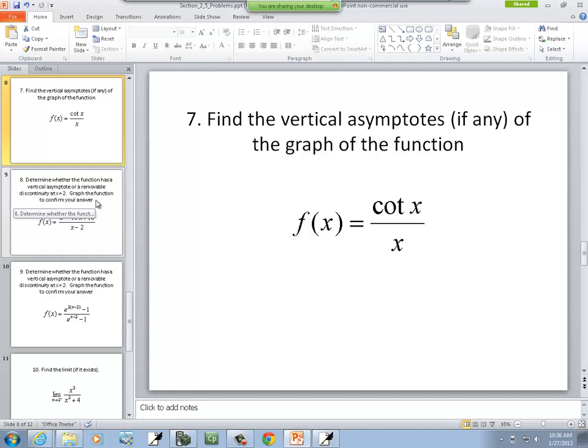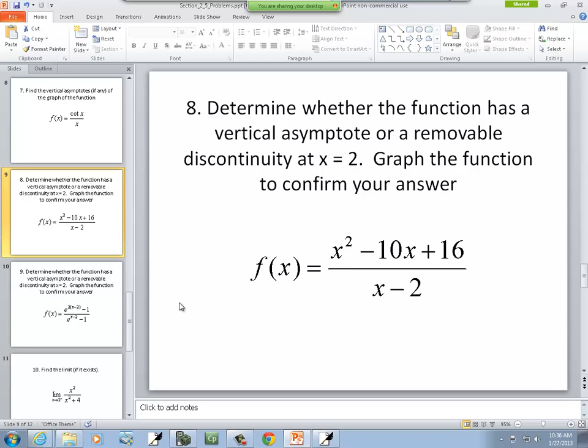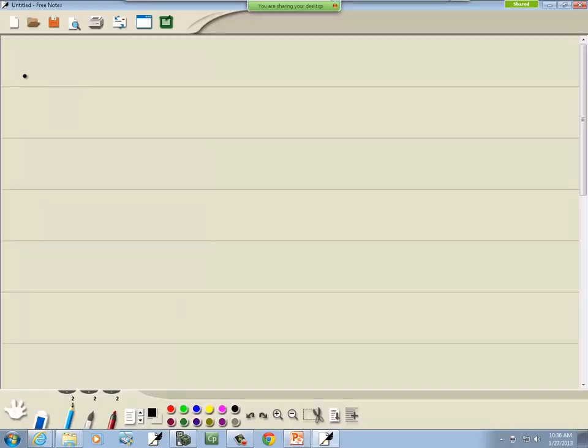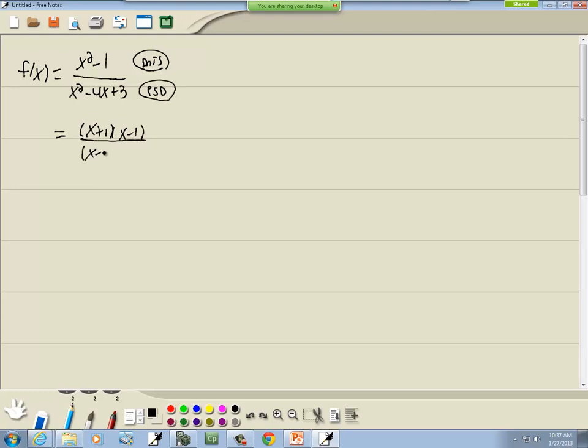Now the next problems talk about the difference between a vertical asymptote and a removable discontinuity. So let me show this with an example. Okay, I've got f of x is equal to x squared minus 1 over x squared minus 4x plus 3. Now, if I factor the top and factor the bottom, this is the difference of two squares, and this would be the PSD method. Top part would be x plus 1, x minus 1. Bottom part would be x minus 1, x minus 3. Now, I notice that the x minus 1s cancel away, and I'm left with x plus 1 over x minus 3.